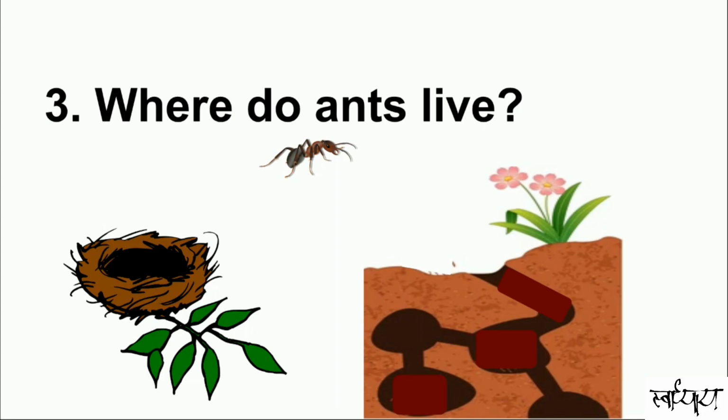Where do ants live? Ants live in the nest. The first one is a nest where birds live. We all know it very well. But ants make their nests underground.